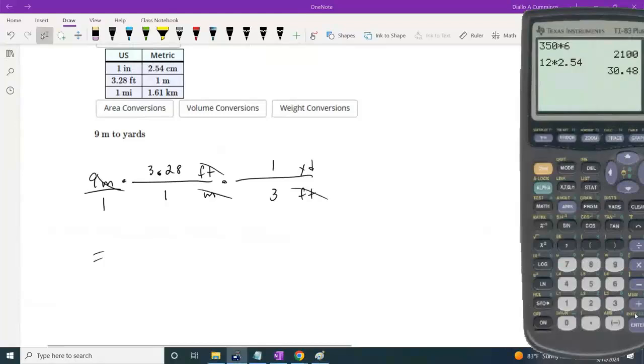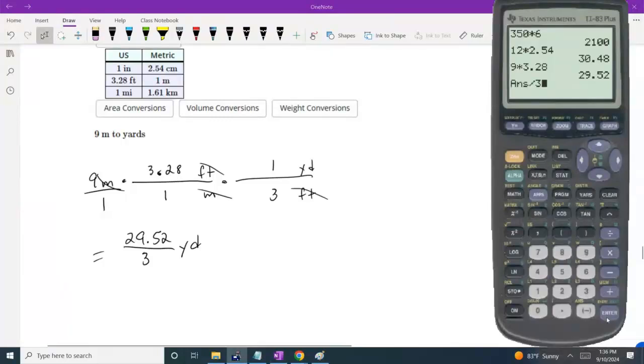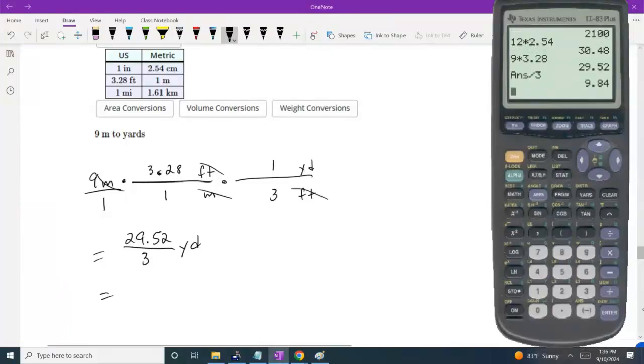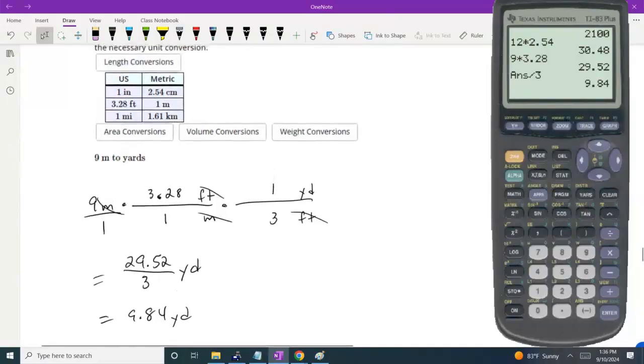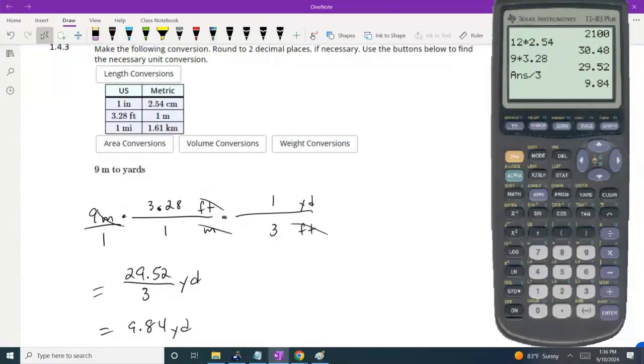I can multiply my numerator. In the numerator, we have 9 times 3.28 times 1. 9 times 3.28 is 29.52. If I multiply my denominators, 1 times 3 is 3. Remember that our unit is yard. So now I'm going to divide. 29.52 divided by 3 is 9.84 yards. All right, any questions about number 3?